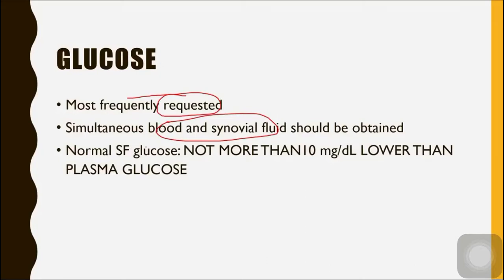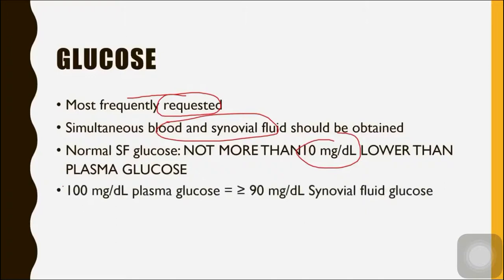The normal synovial fluid glucose should not be more than 10 milligrams per deciliter lower than the plasma glucose. For example, if your plasma glucose is 100 milligrams per deciliter, the synovial fluid should be greater than or equal to 90. You just need to subtract 10 from the plasma glucose, and the lower threshold must be that value, so greater than or equal to 90. Take note, if you acquire a value lower than 90, it may signify a different condition.